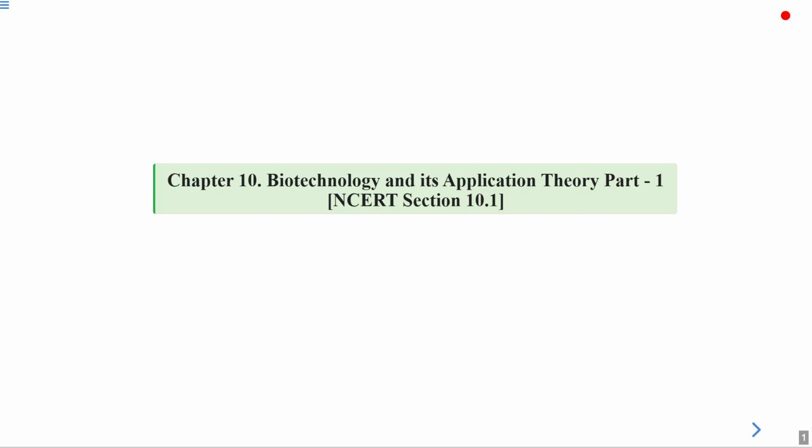Hello everyone. Today we are going to start the new chapter number 10, that is biotechnology and its application. In this class, we are going to focus more on NCERT section 10.1. In our previous chapter, we got to know what biotechnology is, a combination of genetic engineering and bioprocess engineering, which enables us to make recombinant DNA technology. Now in this chapter, we will basically deal with the applications of biotechnology. So let's go ahead.